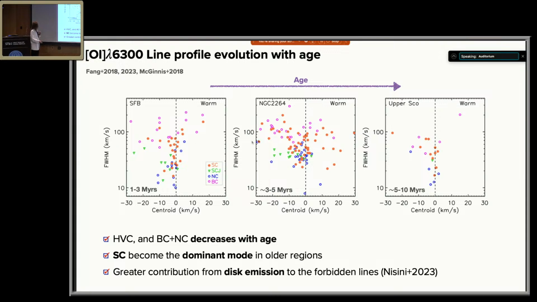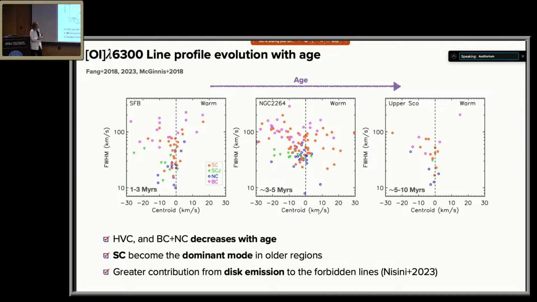And you can see, as predicted also in the previous work, that while the disks or the populations evolve with time, you lose first the high velocity component, which is the green symbols here. You see that Upper Scorpius here, this is about 5 to 10 million years, doesn't really have any high velocity component. And the broad component, which is the purple symbols here, is also barely seen in Upper Scorpius, and you end up with a lot of single component lines. So what you expect with this evolution with time is that the high velocity component and the broad component start to disappear, and you end up with a single component, which becomes the dominant mode in older regions.